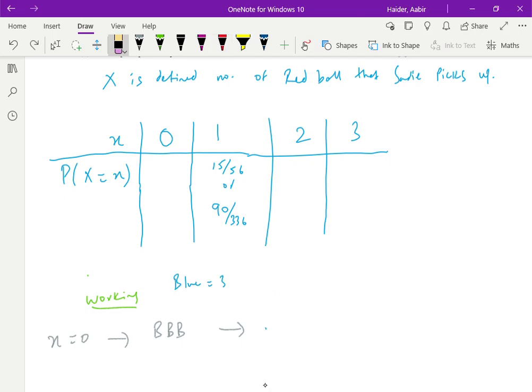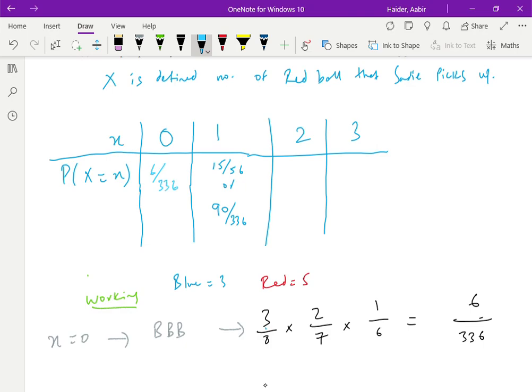Okay, so we have red balls are 5 and blue balls are 3. Now B would be 3 over 8 times 2 over 7 times 1 over 6, right? Because you have to reduce 1, so you get 336, and then you get 6 in the numerator. So that should be your answer for this, 6 over 336, right?